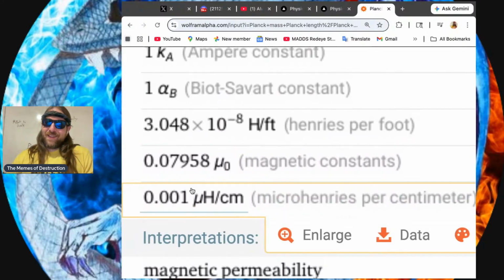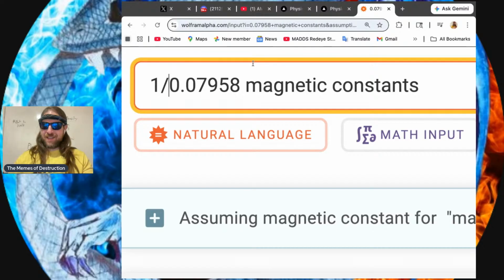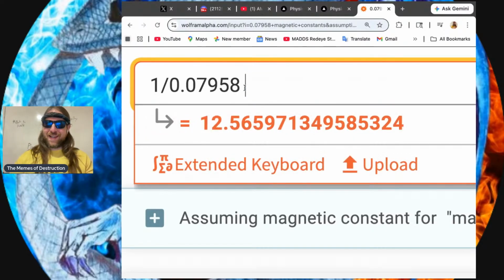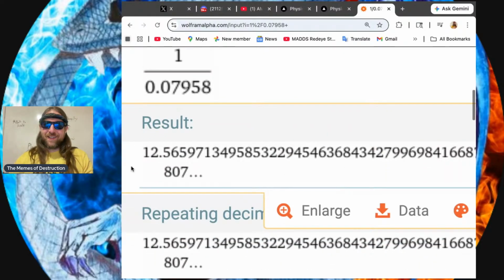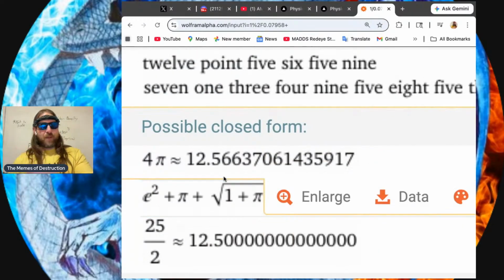1 over 4 pi magnetic constants, because if you just do 1 over that, you're going to find 12.56, blah, blah, blah. Oh, look, it looks like 4 pi. Now, I realize I did that very fast. The only reason I'm able to do this is because I was confused as heck for a while.